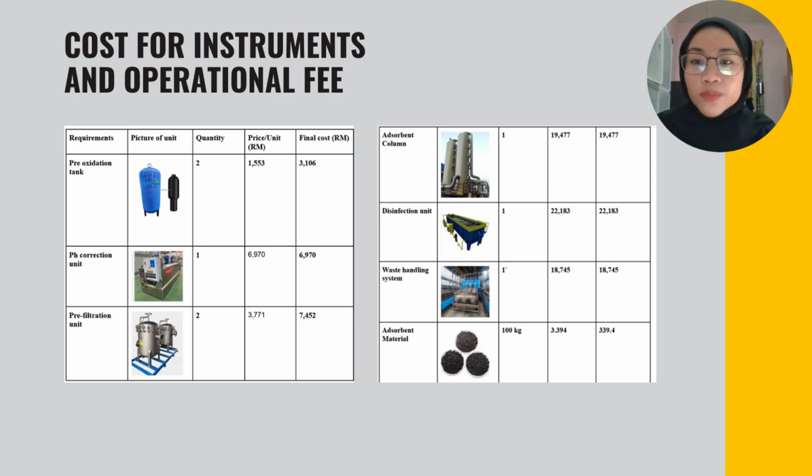So the first one, we have the pre-oxidation tank. We require 2 units for this one, which cost per unit is 1,053, and this is the final cost. Then we have the pH correction unit, with the illustration, sorry, the image, and then we have the pre-filtration unit and adsorbent column, disinfection unit, waste handling system, adsorbent material.